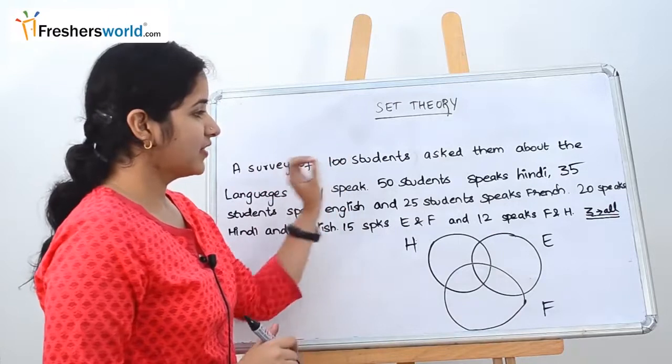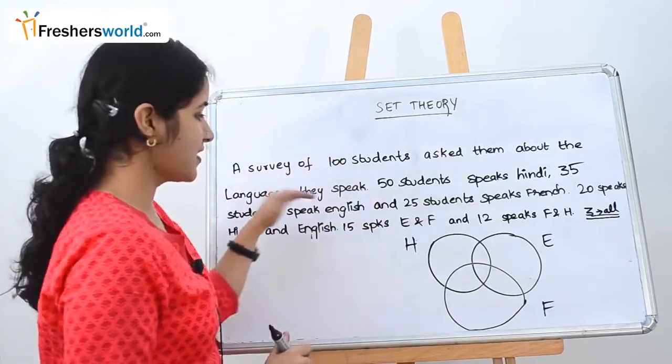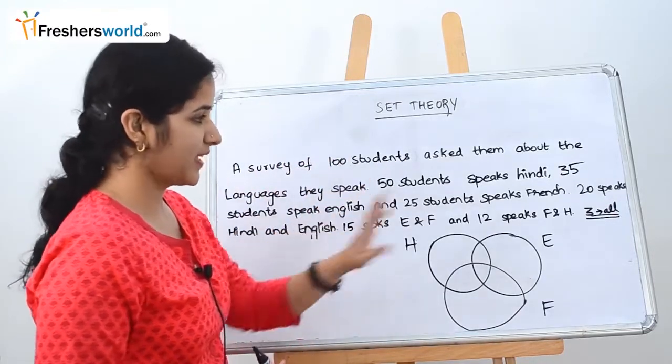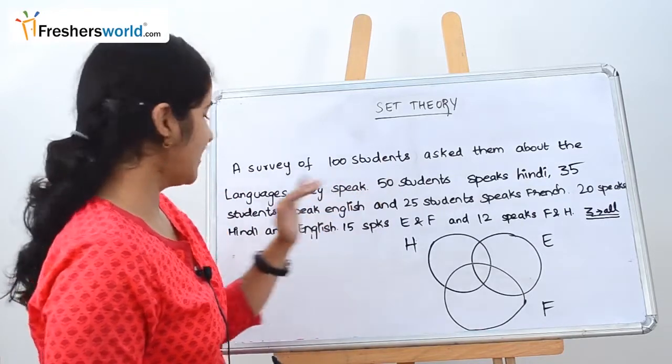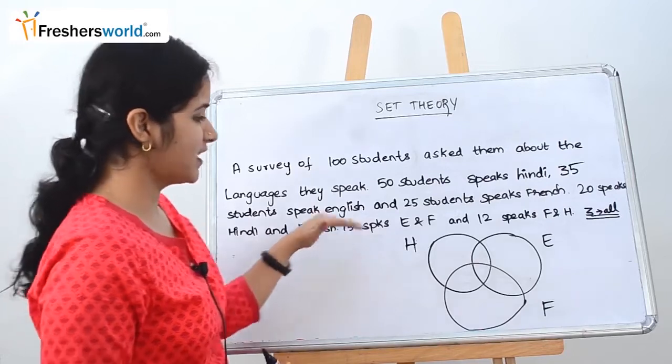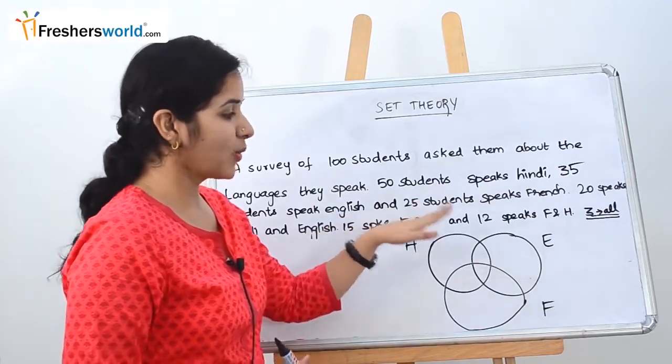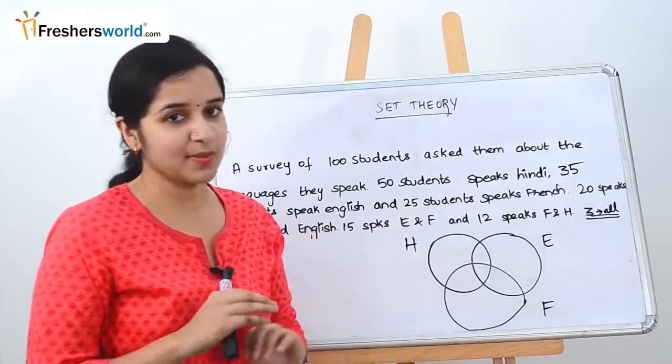A survey of 100 students asked them about the languages that they speak. 50 students speak Hindi, 35 students speak English, and 25 students speak French. 20 speak Hindi and English, 15 speak English and French, 12 speak French and Hindi, and 3 speak everything.